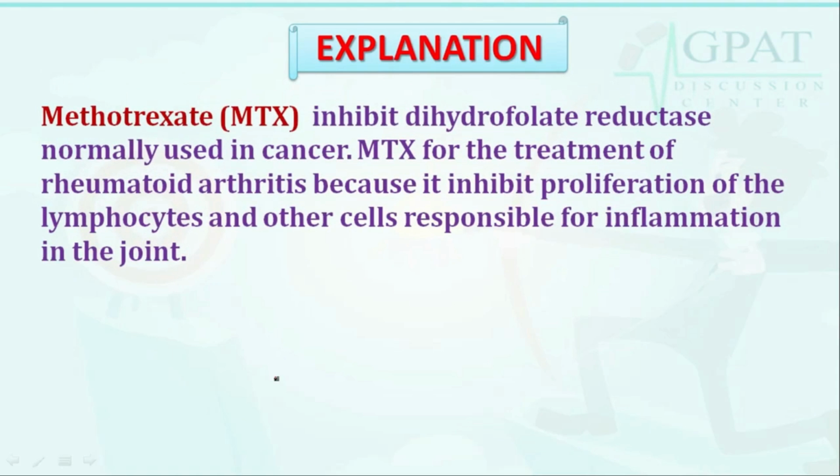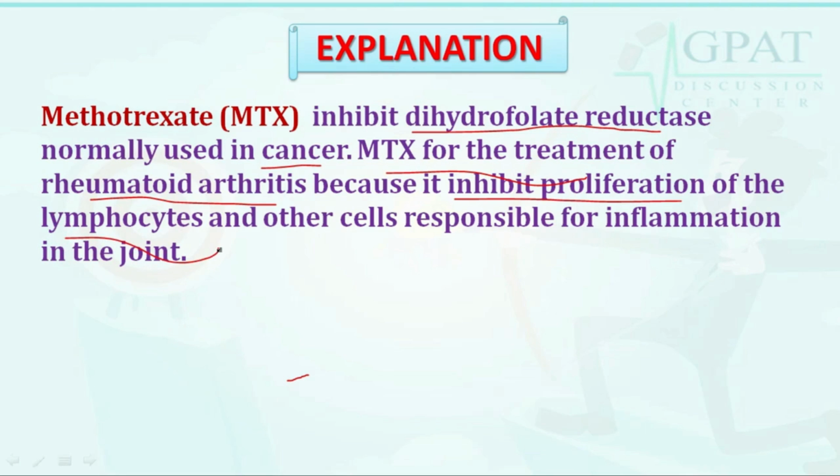So according to the explanation part, methotrexate inhibits dihydrofolate reductase and is used in cancer, and it is also used for the treatment of rheumatoid arthritis because it inhibits proliferation of the lymphocytes and other cells responsible for inflammation in the joints.